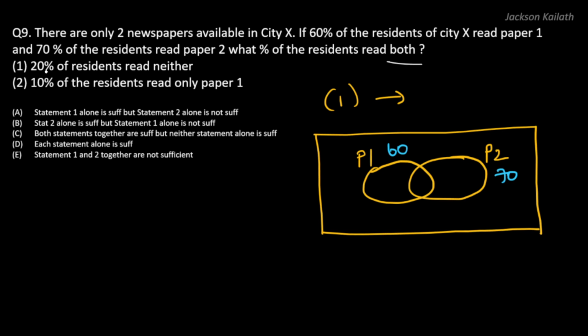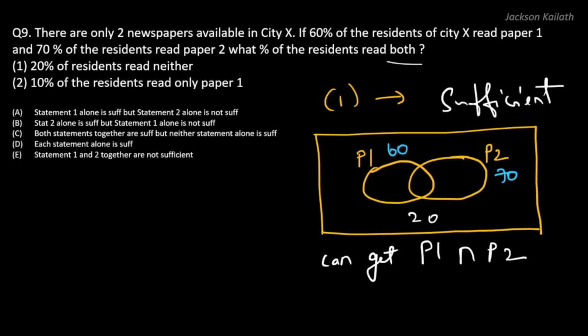It says 20% of the residents read neither. So that means whatever is outside these two circles is 20%, right? So we can find P1 intersection P2, right? So again, remember this is a data sufficiency question. You don't need to go ahead and find the value. So yes, statement 1 alone is sufficient.